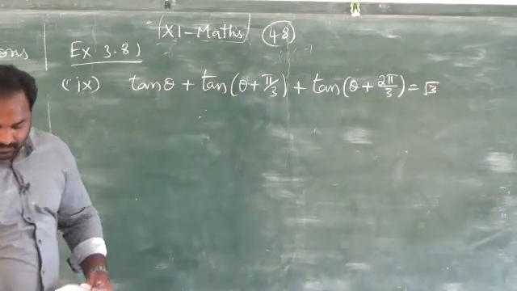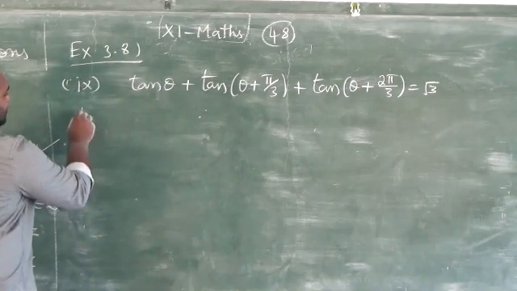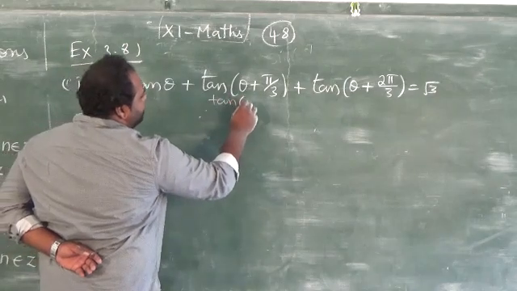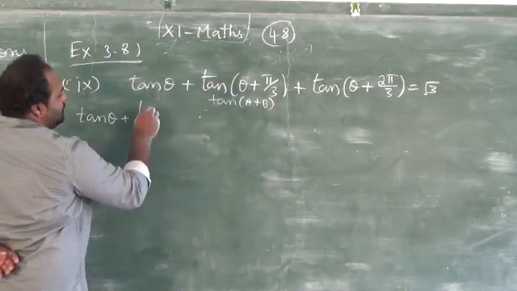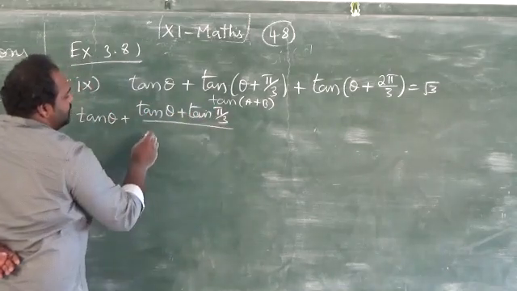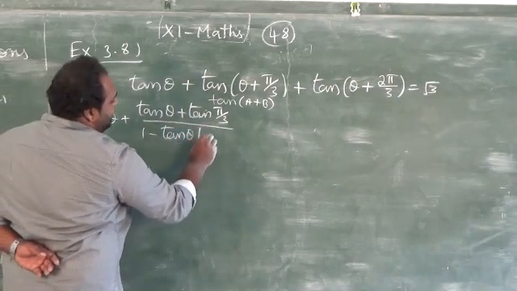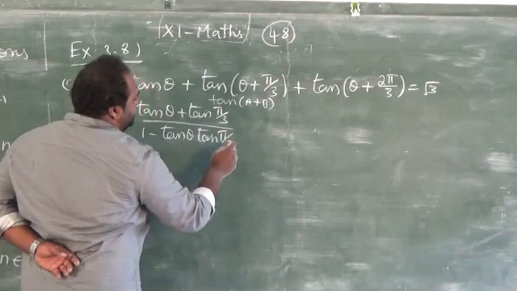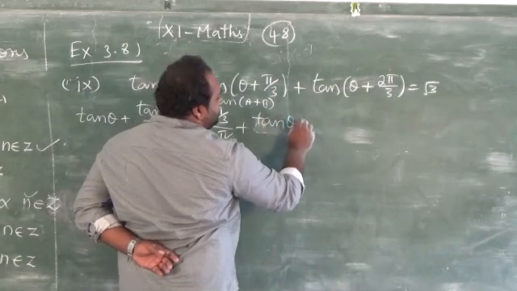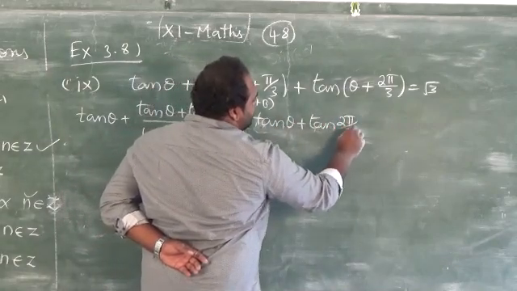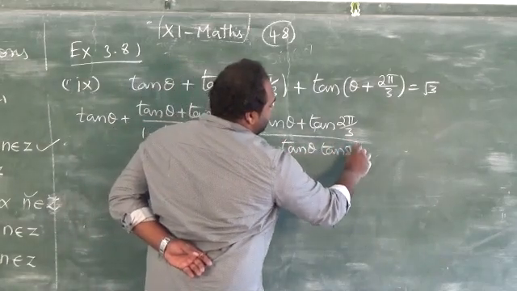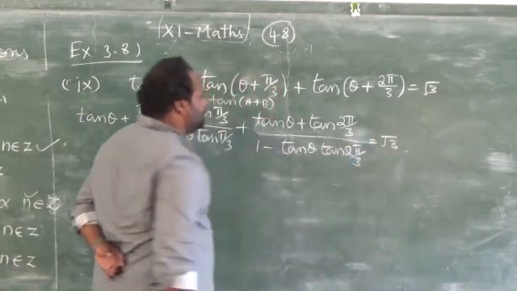See here, I am going to keep tan theta as it is, plus here this is the form of tan(a plus b). I am going to use the formula tan a plus tan b by 1 minus tan a tan b, plus, here also the tan(a plus b) formula, tan a plus tan b by 1 minus tan a tan b, equal to root 3.